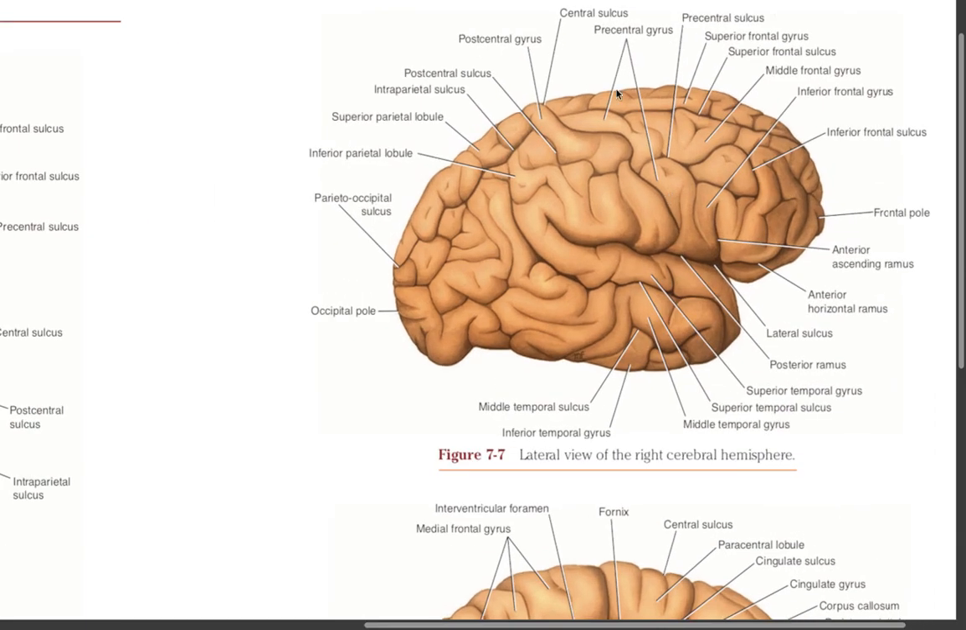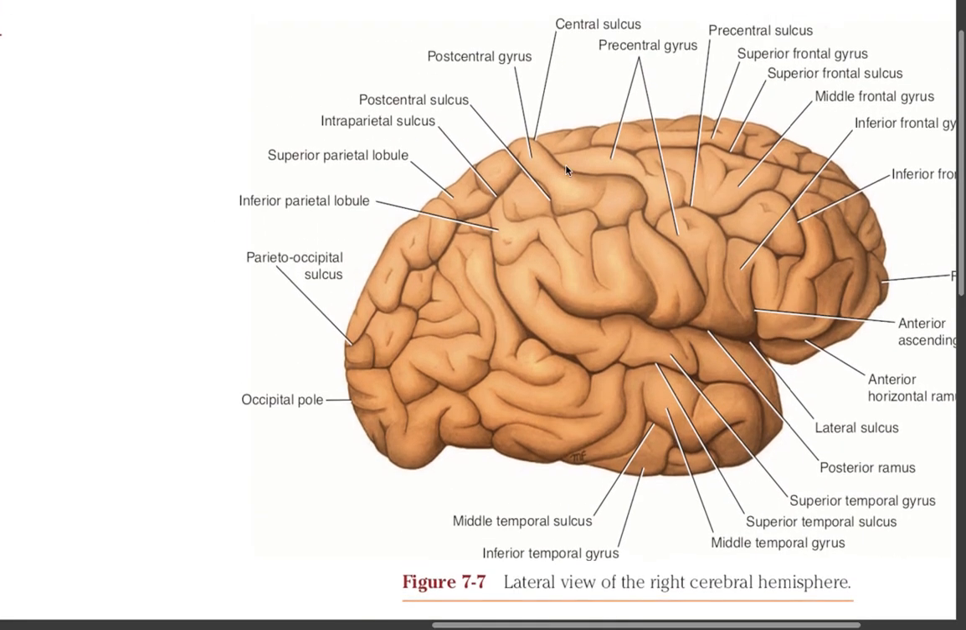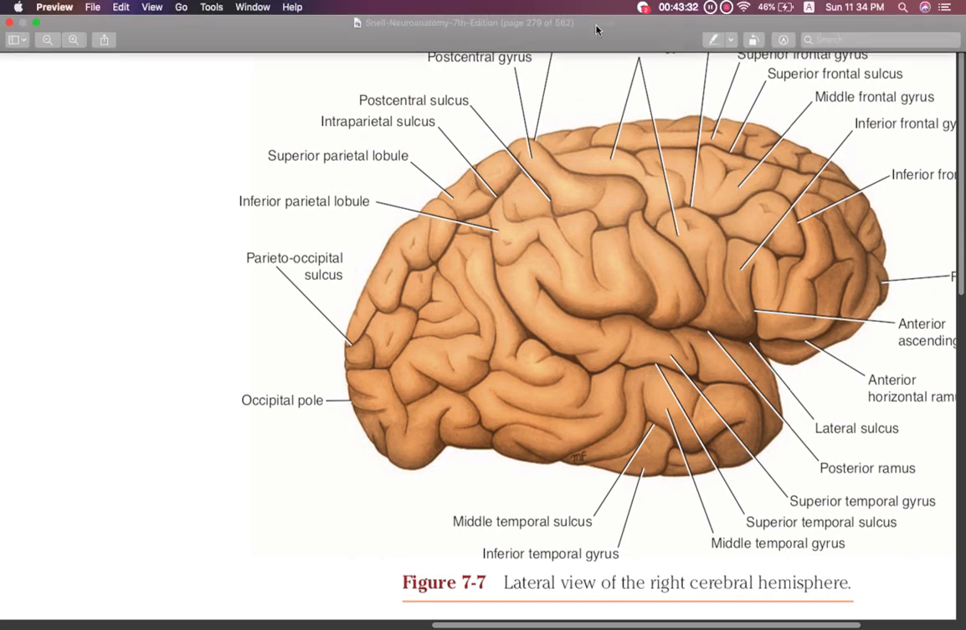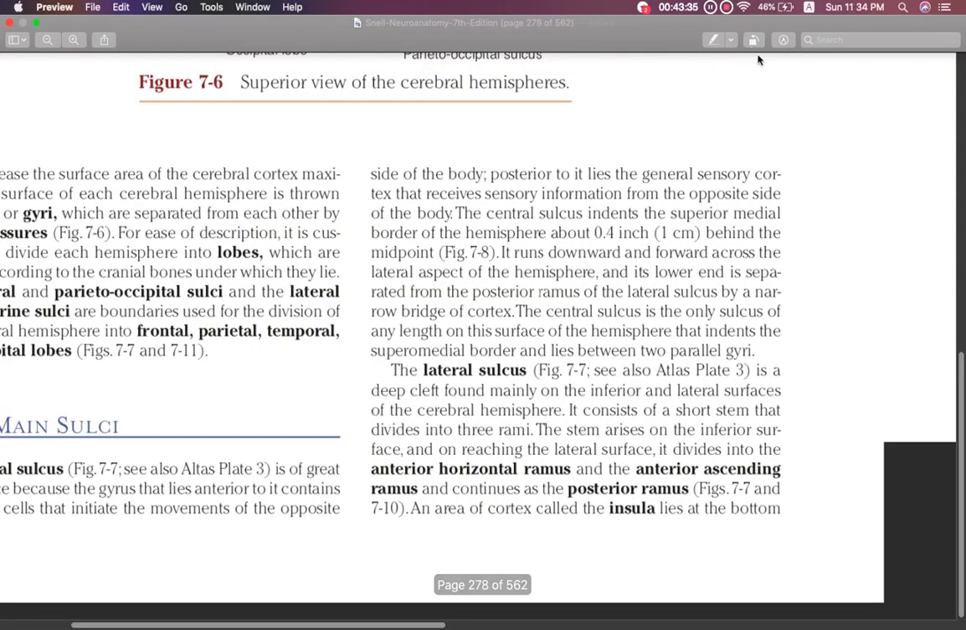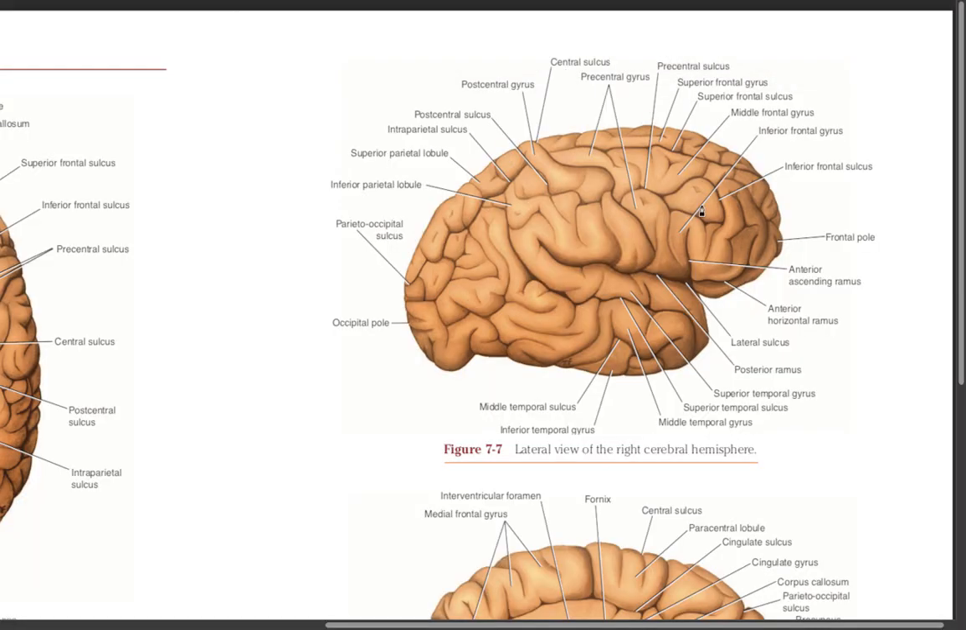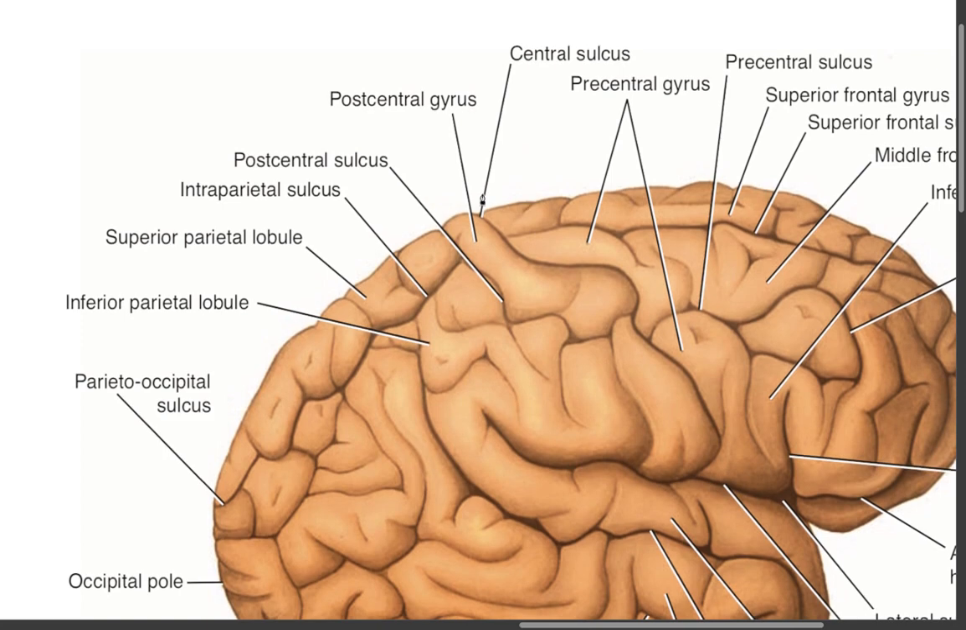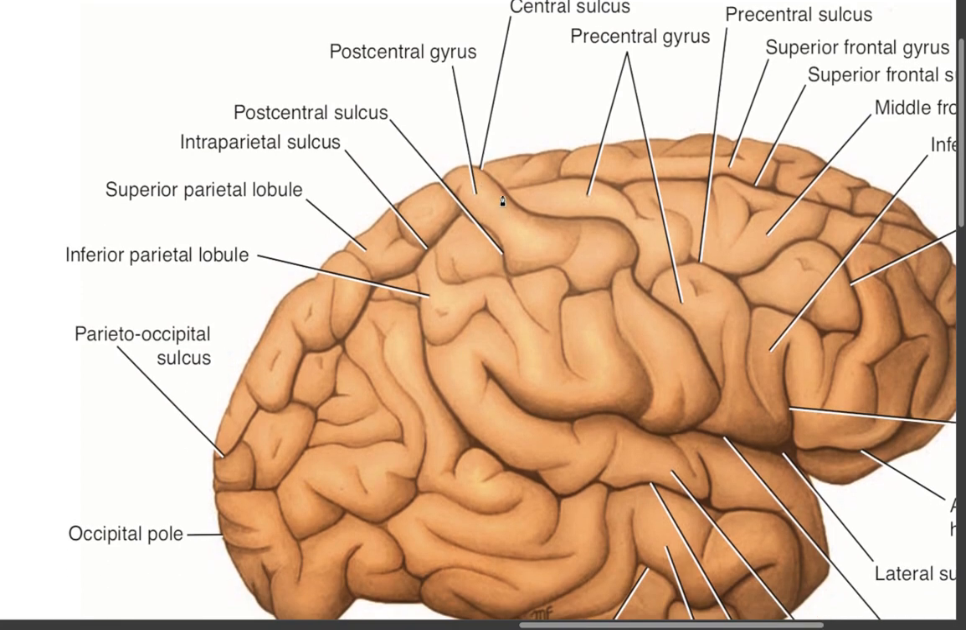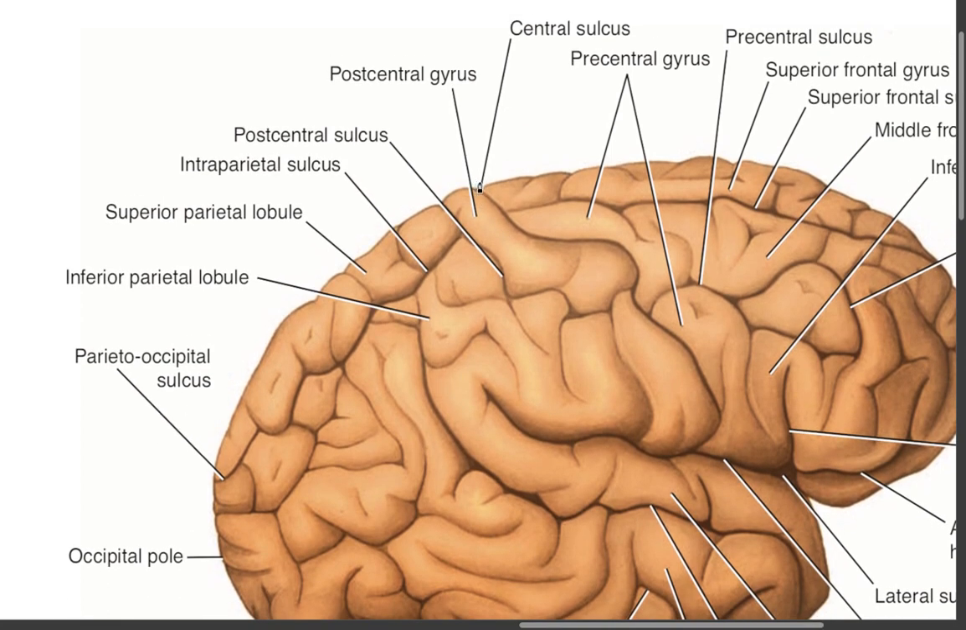Okay, this is an amazing figure that illustrates all of the sulci and gyri in the lateral superficial view. This is the central sulcus. Starting with this figure, this is the frontal lobe, this is the parietal lobe, this is the temporal, and this is the occipital. Starting with the most important sulcus in the cerebral hemisphere, the central sulcus, which is the most superficial one. Follow just the pointer. This is the central sulcus.